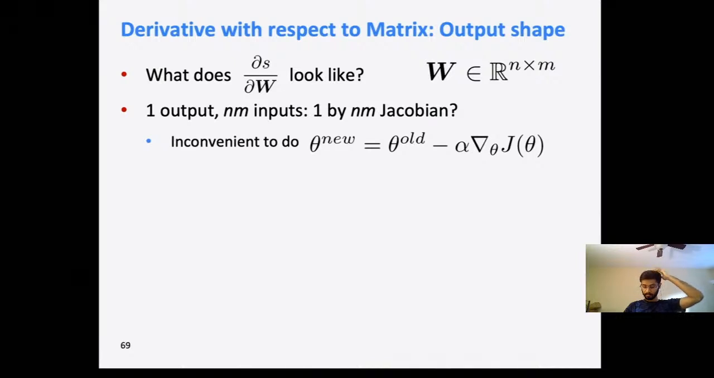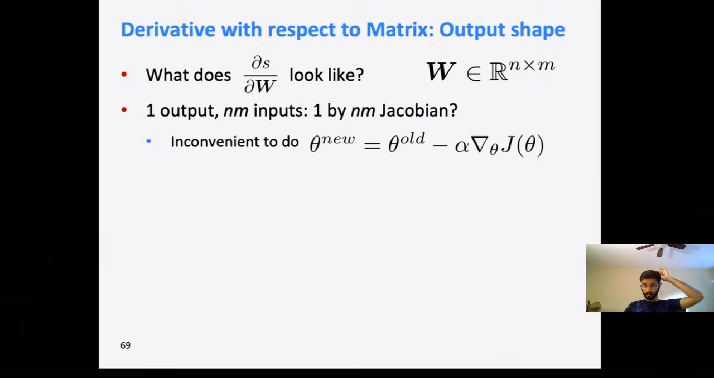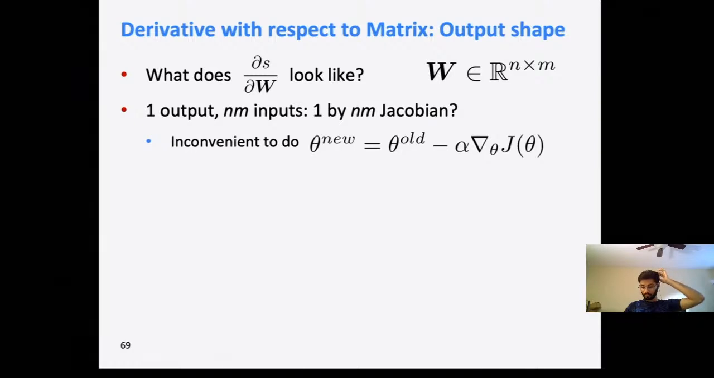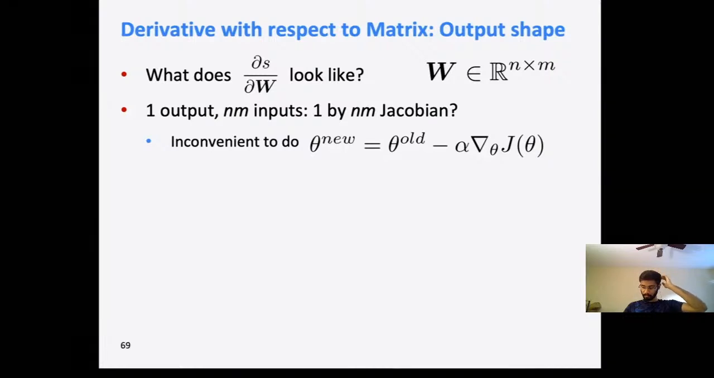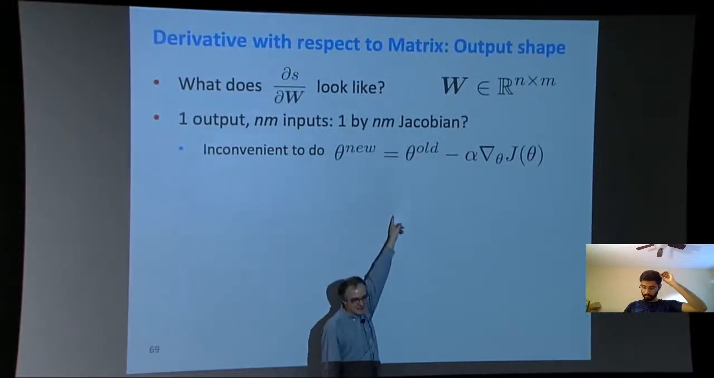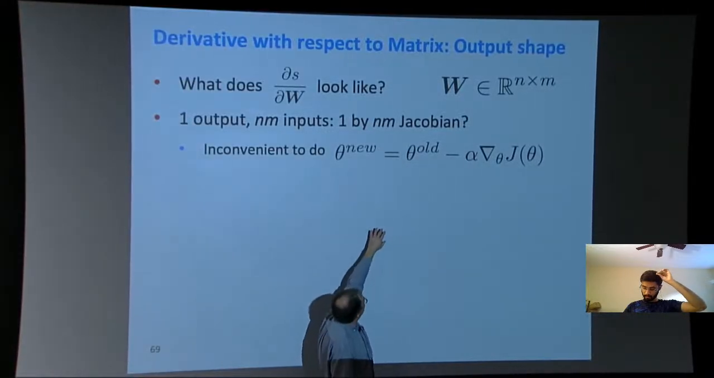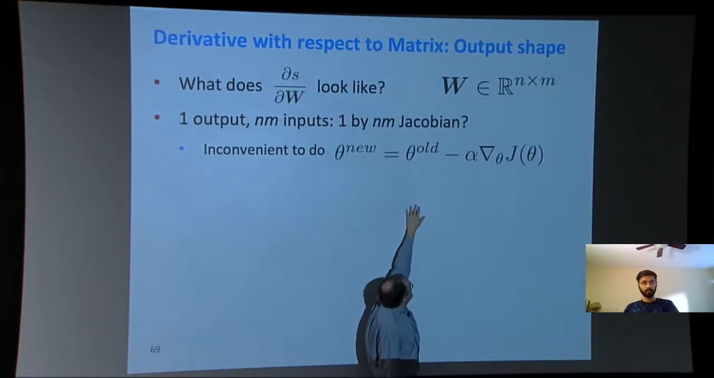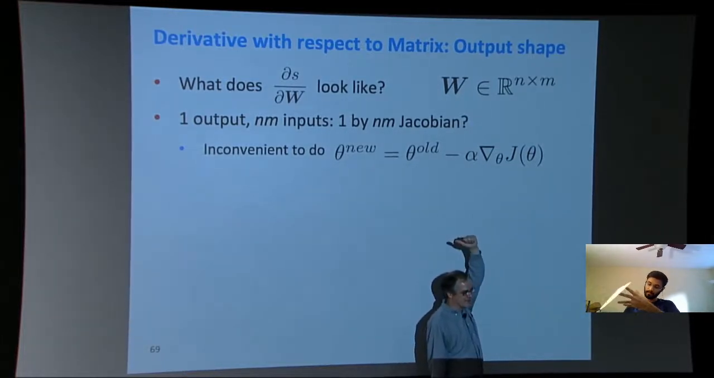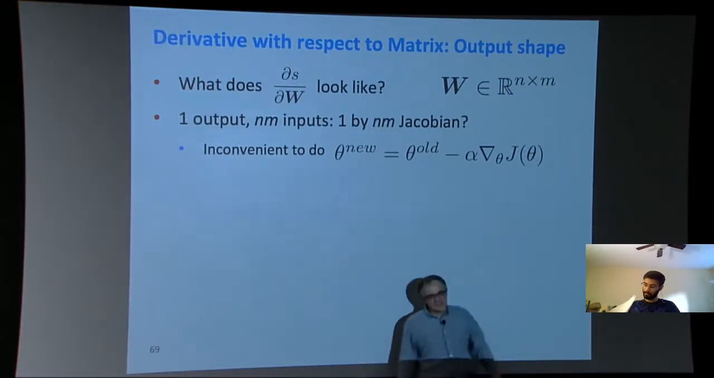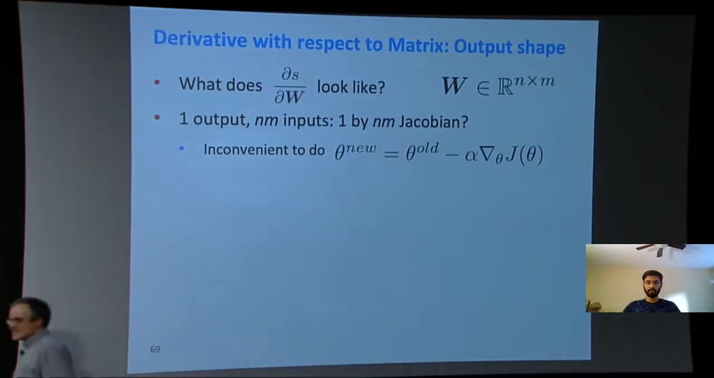So that makes it sound like, according to what I said before, we should have a 1 by n times m Jacobian. But it turns out that's not really what we want, because we want to use what we calculate inside the stochastic gradient descent update algorithm. There, we have the old weight matrix, and we'd like to subtract a bit from it to get a new weight matrix. So it'd be nice if the shape of our Jacobian was the same shape as W.